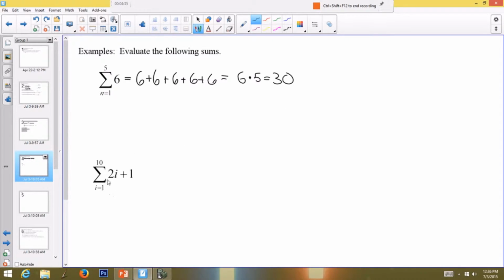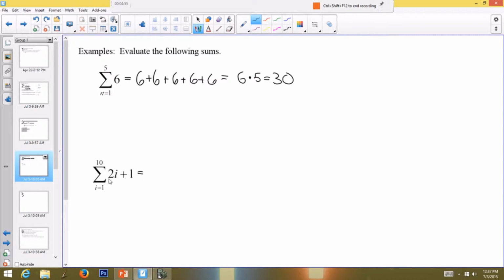Now this next one, it has a few more terms, and it has an expression that I'm going to plug in for I. So essentially what this says is plug all of the counting numbers, all of the integers from 1 to 10 in for I, and calculate them using this equation, and then add those values up. So let's do a few.